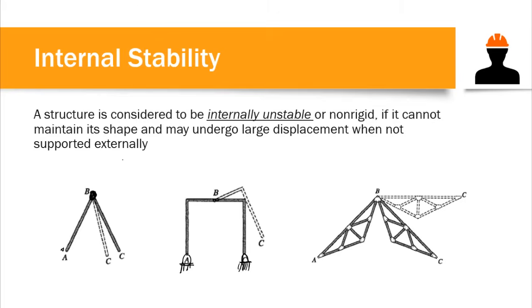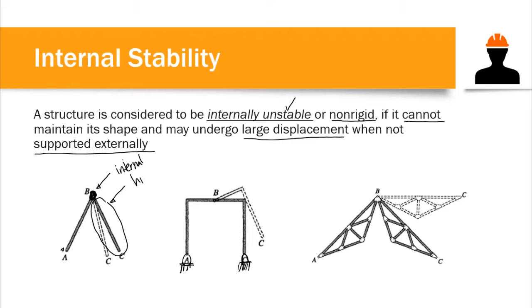In contrast to that, a structure is considered to be internally unstable or non-rigid if it cannot maintain its shape and may undergo large displacement when not supported externally. Just like this one here, if we do not have supports at point A and point C, there would be a possibility that leg C would have a deflection. This usually happens when we have internal hinges, just like this one here.